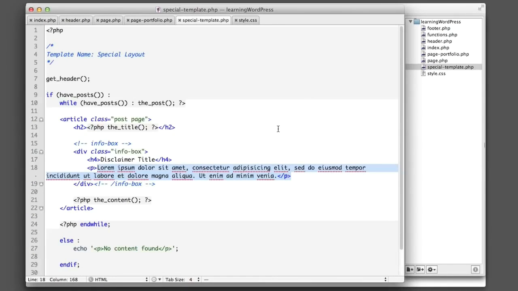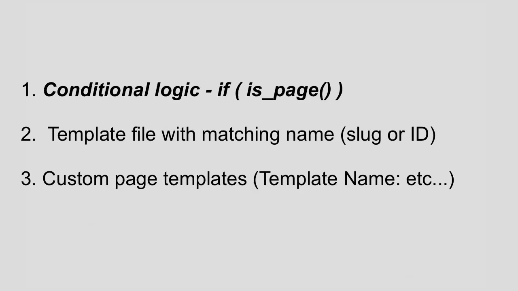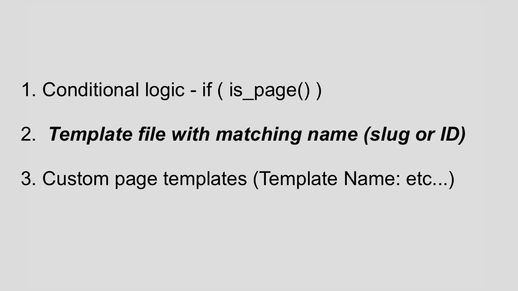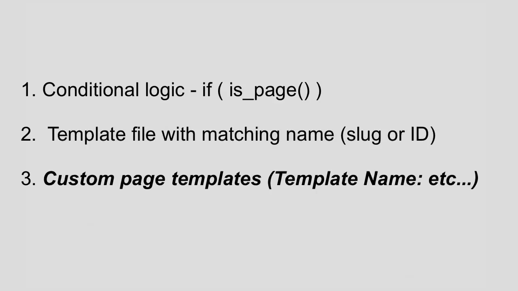Let's review what we learned today. Number one, we can use conditional logic, an if statement, and then if that condition is met, so if we're on a certain page, we can include unique code. Number two, we learned how to create new theme files that match the slug name or the ID number of a page. And WordPress will automatically make the connection to only use it for that page. And number three, we learned how to create actual page templates that can be chosen from the WordPress admin screen. So we learned 3 different ways to send unique code to different pages.